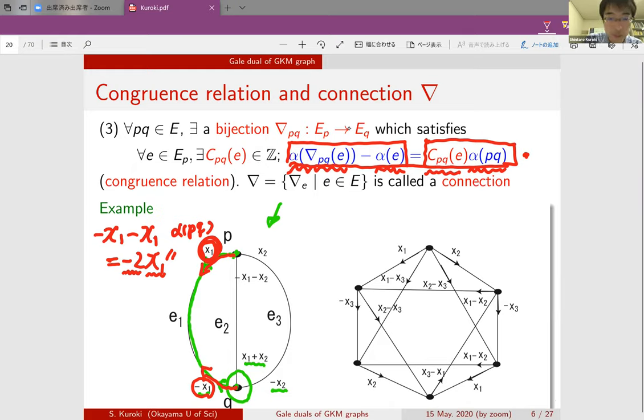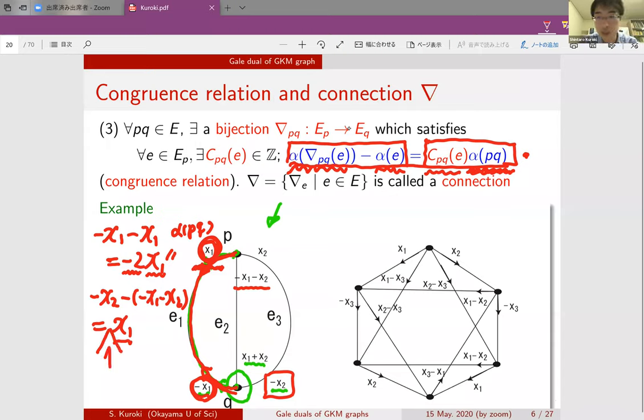For example, let's check for the other cases. Actually, along this edge, X1 corresponds to minus X1, and also this minus X1 minus X2 corresponds to minus X2 in this case. So we can check the axial functions: minus X2 minus this minus X1 minus X2 is equal to X1, okay? And X1 is exactly this part, because here is an alpha PQ, and this is X1. I'm sorry, it's a little bit messy. And the integer is one in this case.